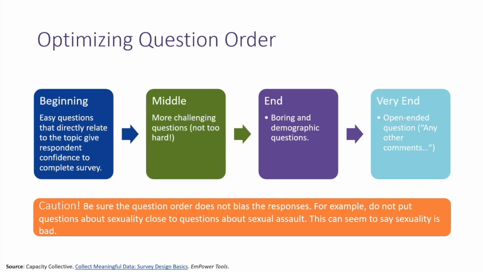You can also think about question order in terms of bias. So maybe you're asking both about sexual orientation or sexuality, and you want to know about sexual violence as well. And you may not want to preface the sexual violence questions before the sexuality questions, because it may be indirectly giving the sense that sexuality is bad. So you just want to think about how the order of the questions might influence the way a person would respond to them.